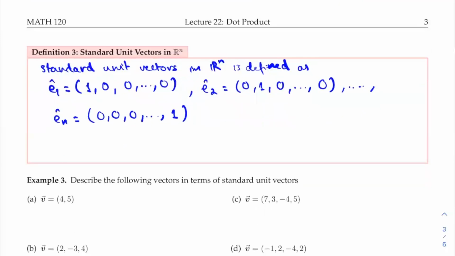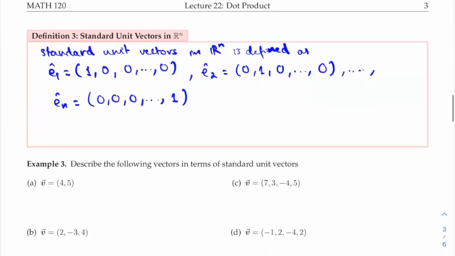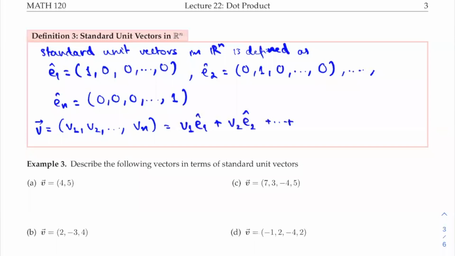And from here, you can use the standard unit vectors to write a vector as a linear combination of standard unit vectors. For instance, if you consider the vector v of the form (v1, v2, up to vn), this can be written as the linear combination v1 times e1 hat plus v2 times e2 hat up to vn times en hat. Right? It's very convenient for us to write a vector in terms of standard unit vectors, or as a linear combination of standard unit vectors.